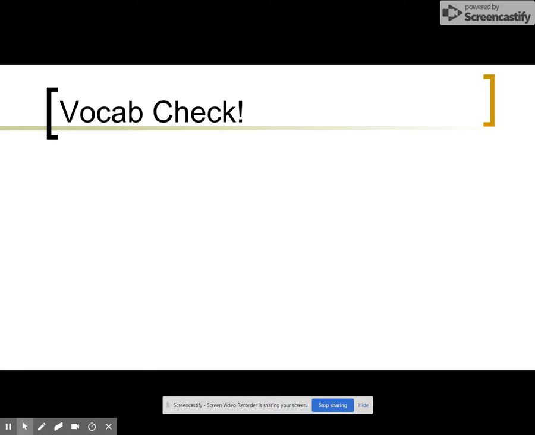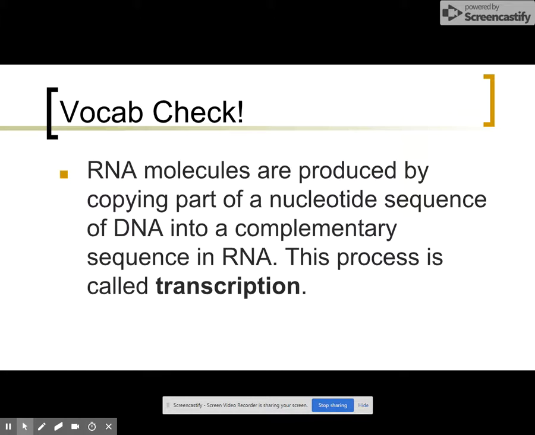So let's do a quick vocab check here. RNA molecules, they are produced by copying part of that nucleotide sequence of DNA into complementary sequence in RNA. So we unzip that DNA strand, we look at one side of that DNA strand, and we make a copy of it, but in RNA form, and that's called transcription.